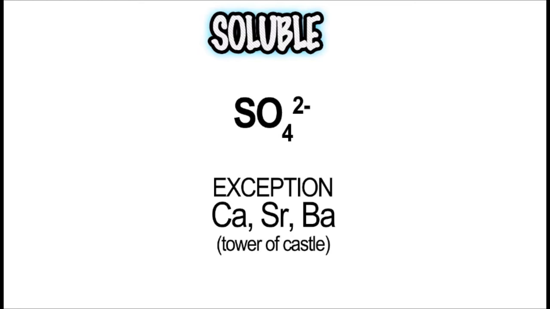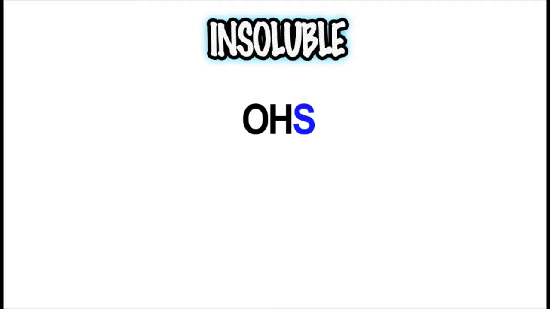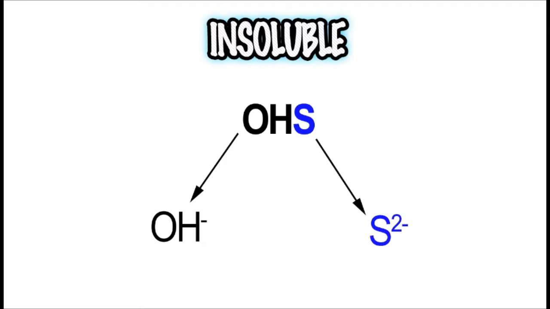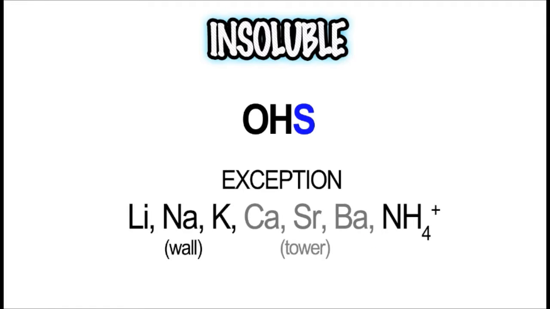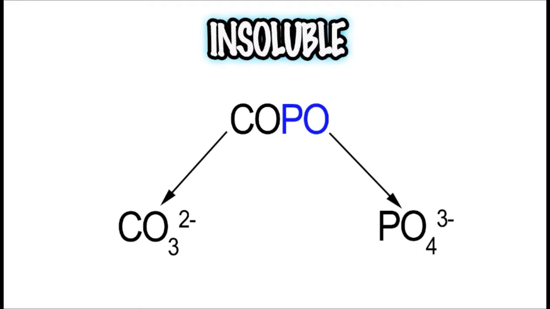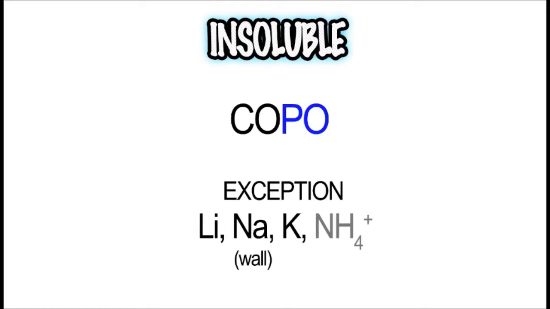Then we have the insolubles. These are a bit more complicated, but only because you have to remember that they're compounds. The first one is OHS, and it is composed of hydroxide and sulfide, and these are insoluble except when in the presence of the wall, the tower, or ammonium. And lastly, COPO. These are another group of insolubles which contain carbonate and phosphate, and these are insoluble except when in presence of the wall or ammonium.